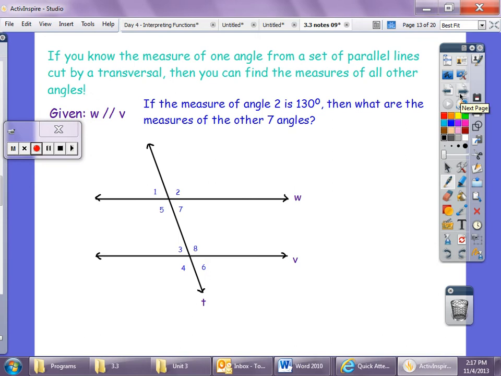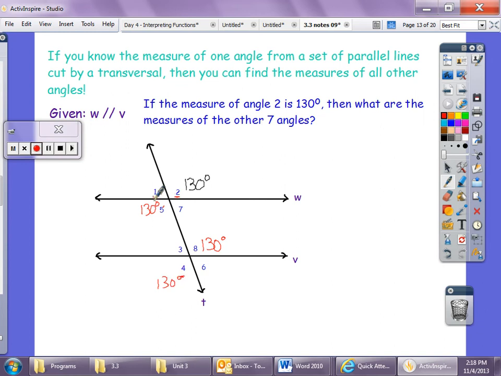And now if you flip this over, there's 3 examples on the back. So the first one, if the measure of angle 2 is 130 degrees, then what are the measures of these 7 other angles? Well, if this is 130 degrees, we can start naming all of them. Angle 2 and angle 8 are corresponding, so that's 130 degrees. Angle 2 and angle 5 are vertical angles, so this is 130 degrees. Angle 2 and angle 4 are alternate exterior angles, so this is 130 degrees.